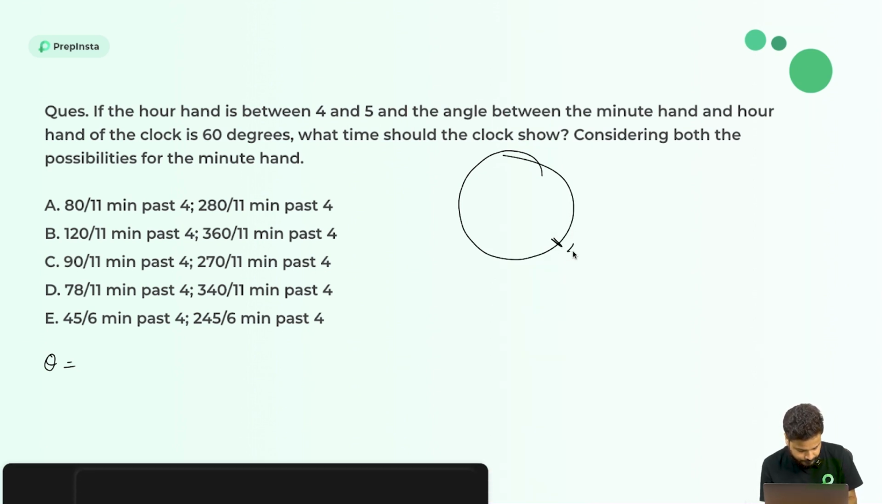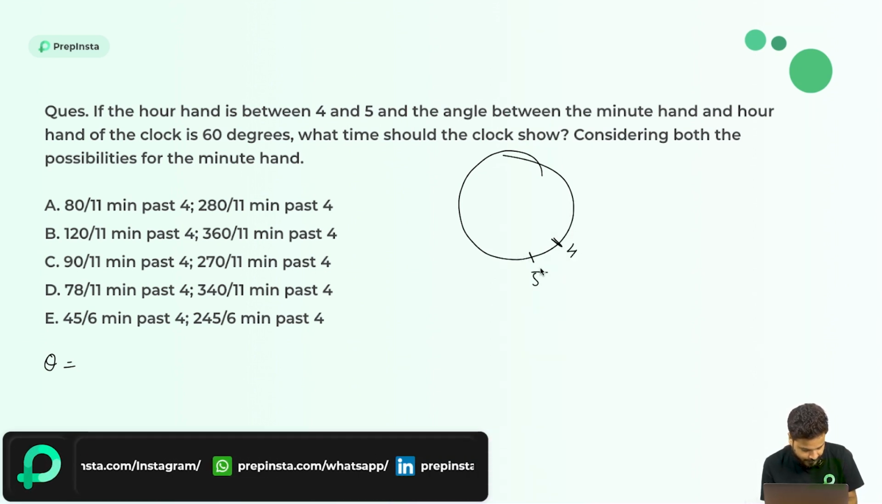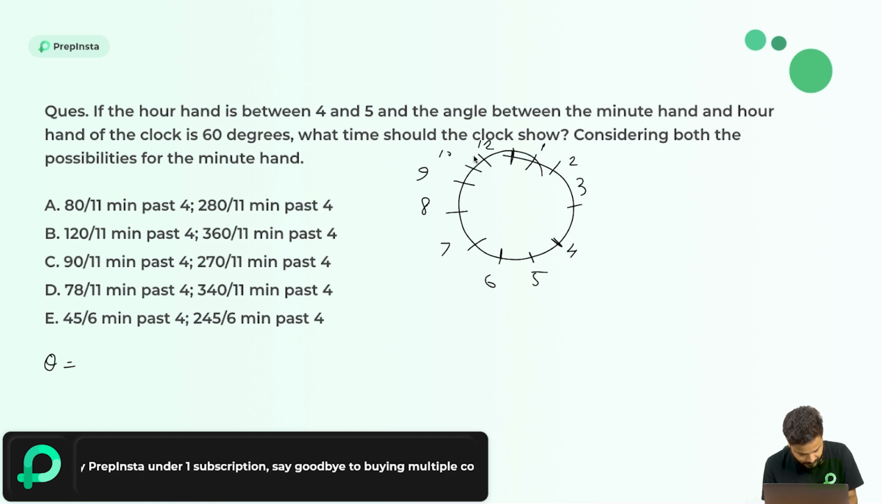So guys, one thing is, 4, this would be 5, let's say, and this would be 6, 3, 2, 1, this would be 12, 7, 8, 9, 10. Okay, my bad, I've mixed it up, but don't worry, we only need this particular area, right? Okay, so they are saying if the hour hand is between 4 and 5 and the angle between the minute and the hour hand of the clock is 60 degrees, what time should the clock show?